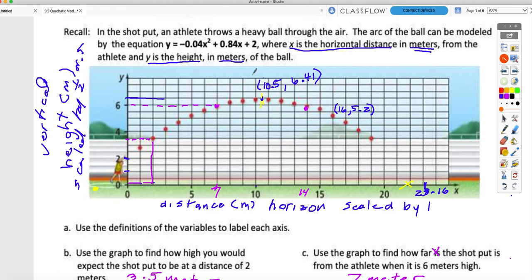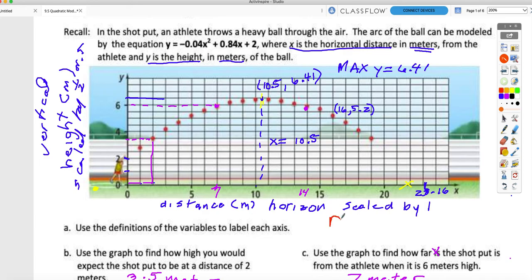6.41 looks good. All right, so this is the distance that it went before it reached a height of 6.41 meters. This is also the line of symmetry, x is equal to 10.5, and we know that the maximum is y is equal to 6.41. All right, without scrolling down here, you know we're looking for domain and range, so I'm just going to put it right there so we can still see this graph.